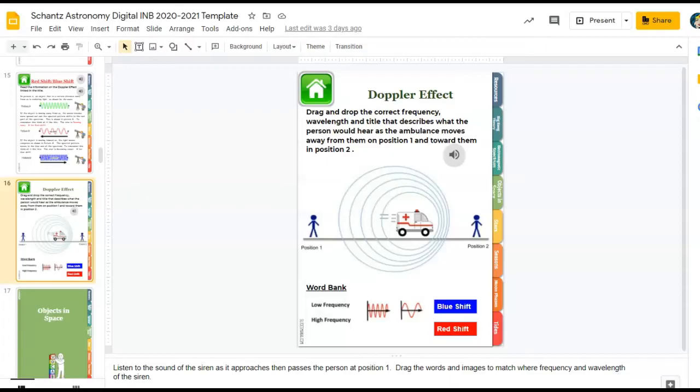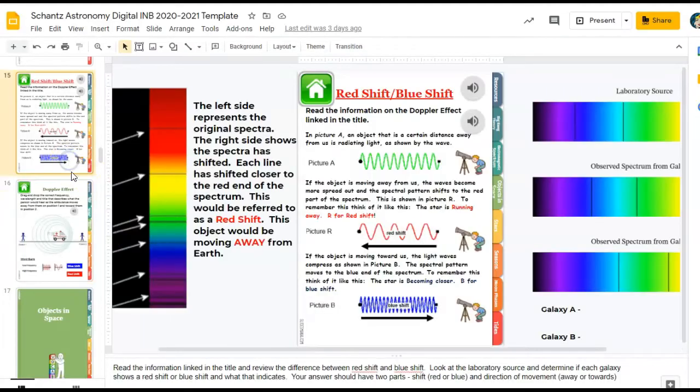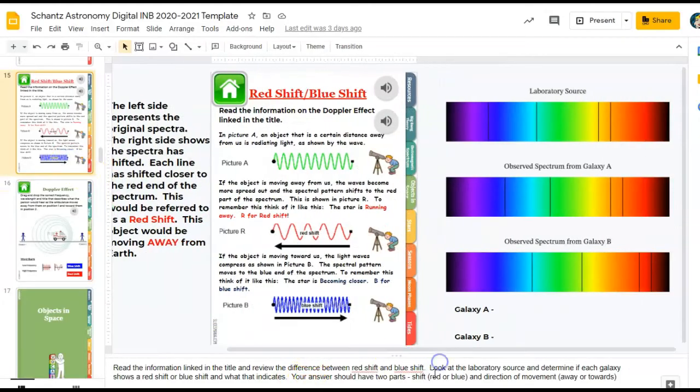So astronomers are going to use this information to tell us if a star or galaxy is moving towards or away from Earth. So if we take a look at the one that is in our IMB, we have our standard that we're going to compare to, and then we're going to look at galaxy A and galaxy B. Look at the shift of the lines and decide, is the object moving away from Earth or is it getting closer to Earth?